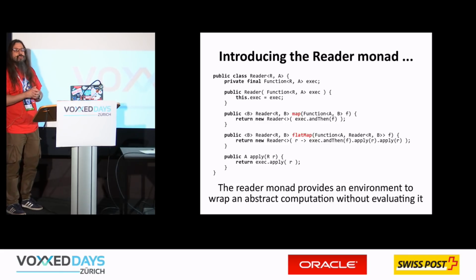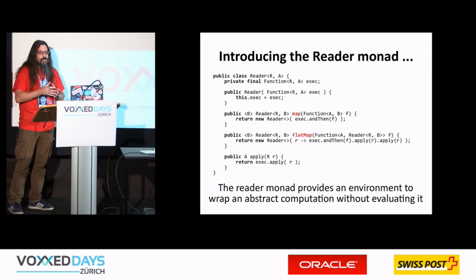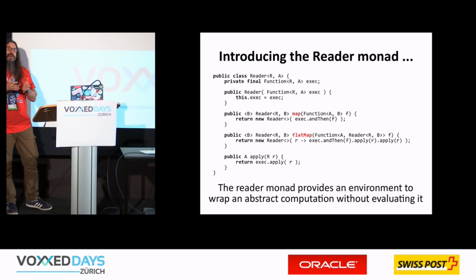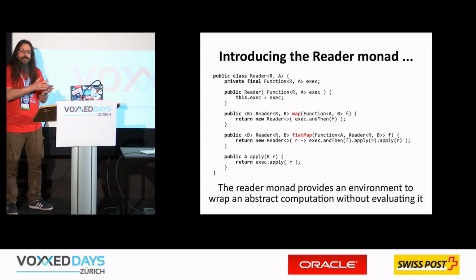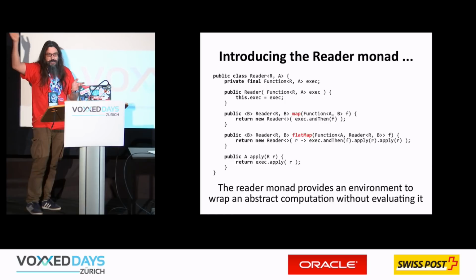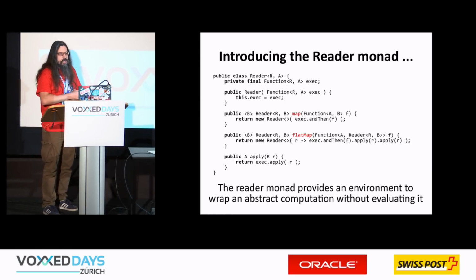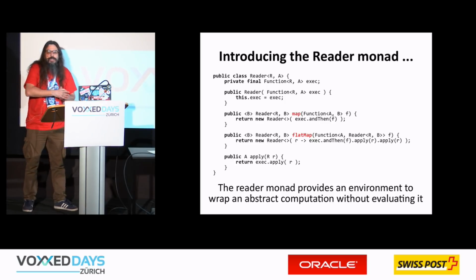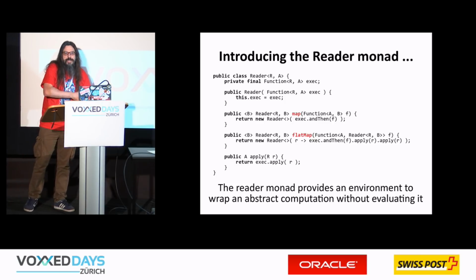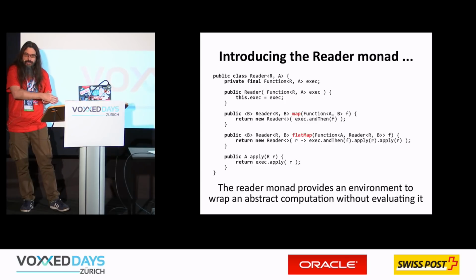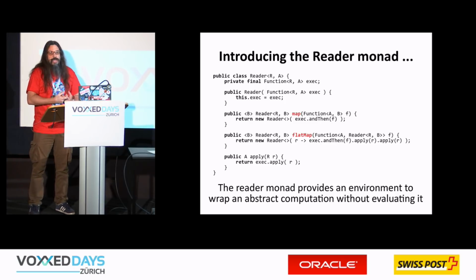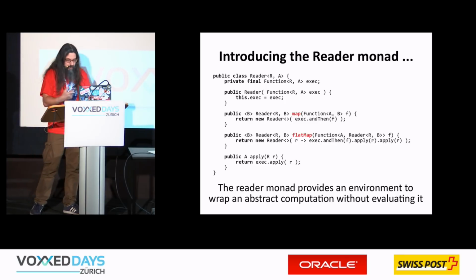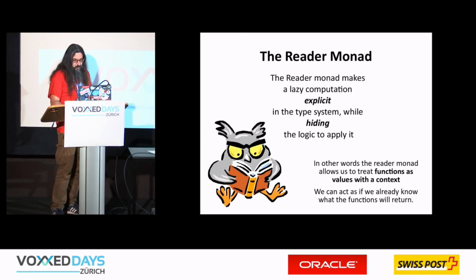The completable future wraps a value that is eventually not yet there. It will be computed sometime in the future. What the reader monad does is something that you use for laziness, because it doesn't wrap a value, it wraps a function, as you see. So it's used for laziness and for function composition.